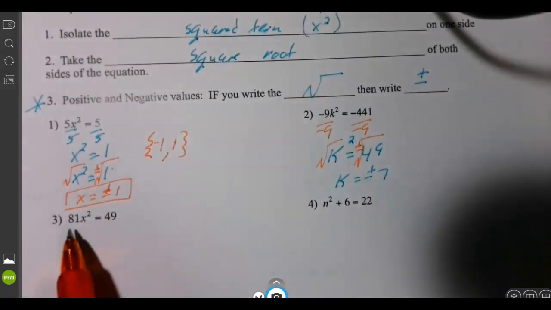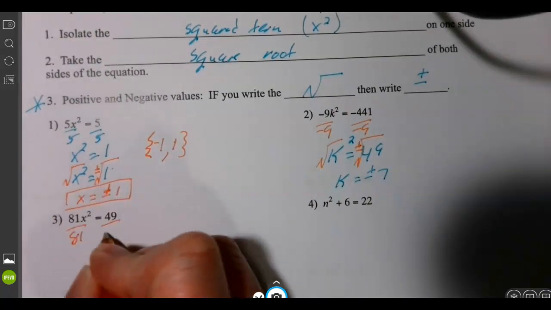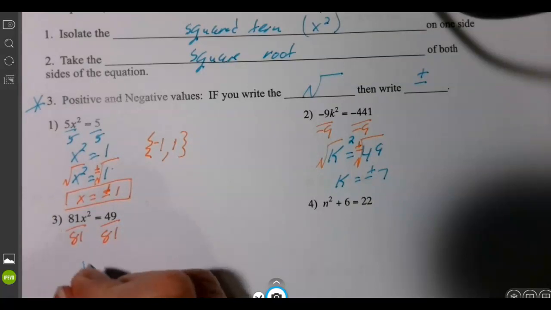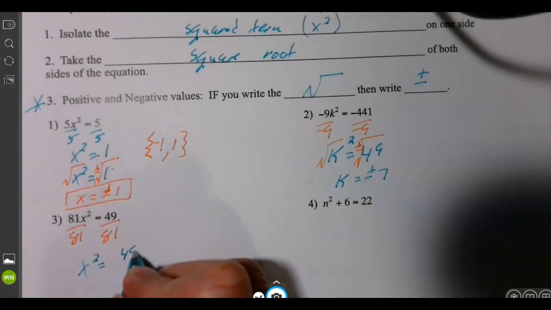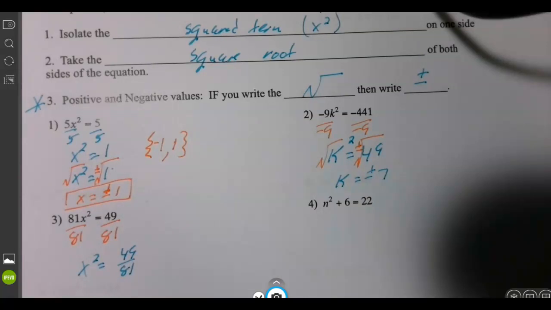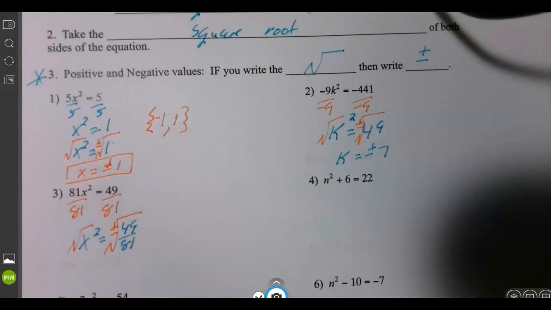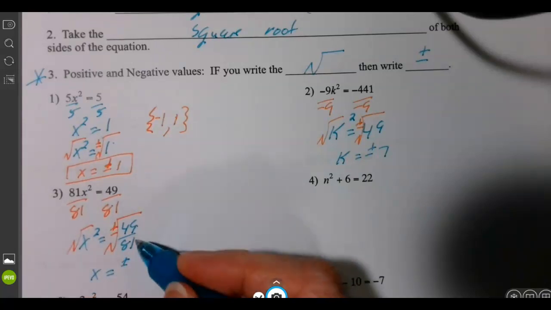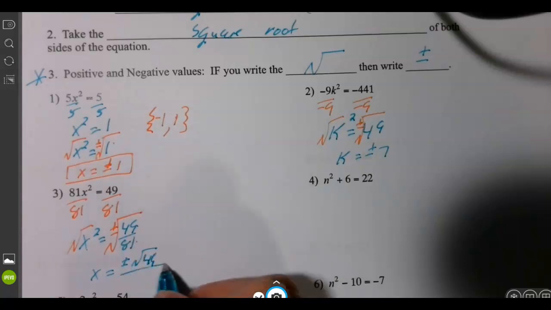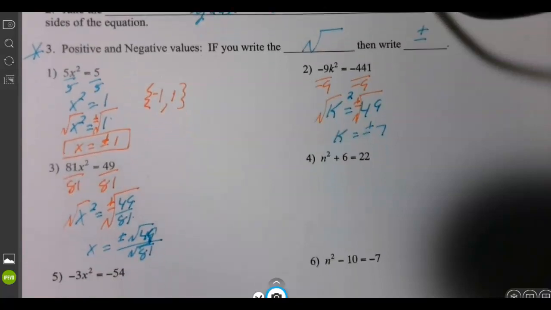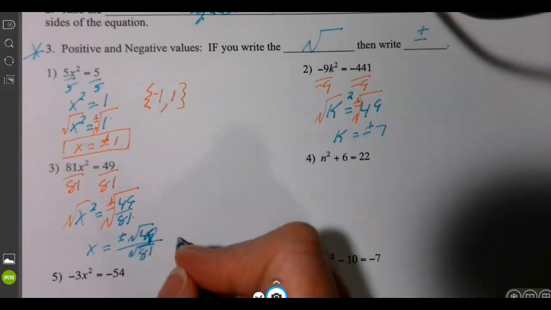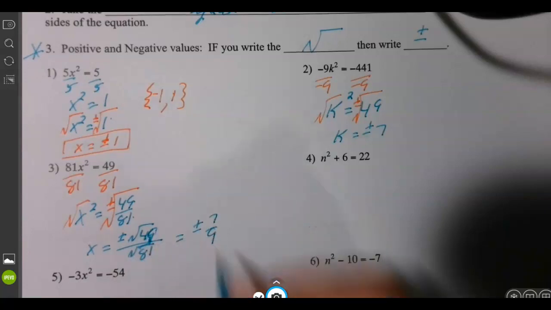Number 3. Get x squared by itself. Okay, now we still do the same thing. Put the radical on, put the plus or the minus. Now we haven't talked about this yet, because we haven't gotten into a lot of radicals, but what we would do is this would be plus or minus. See how they're both perfect squares? So rewrite it to be the square root of 49 over the square root of 81. We haven't gotten through that, but just take my word for it. Break them apart like that if they're both perfect squares. If not, leave them together. And we're going to get plus or minus 7 over 9.